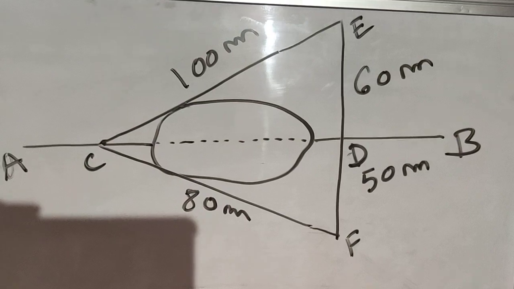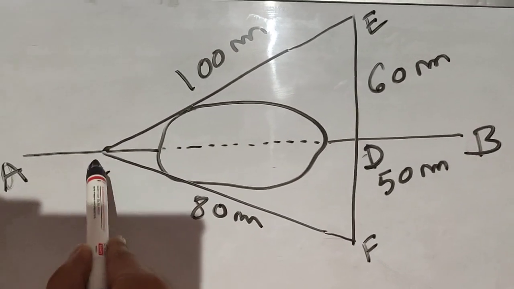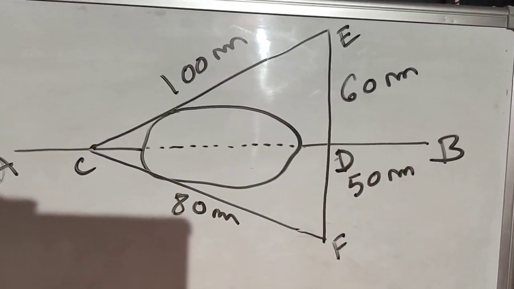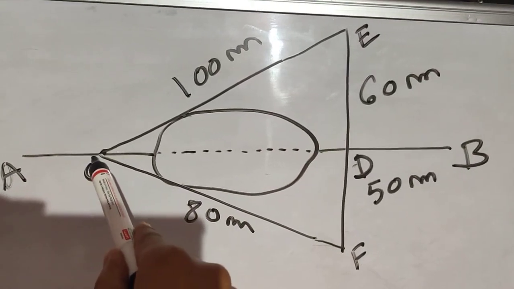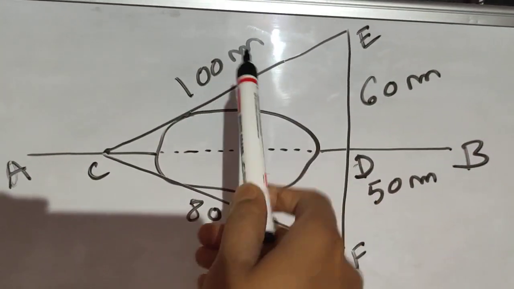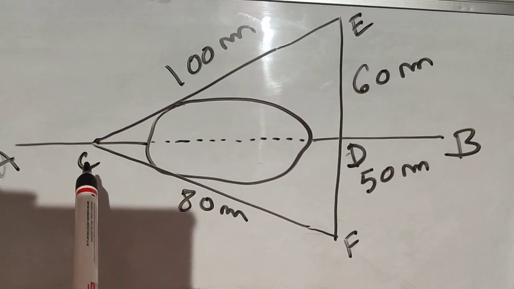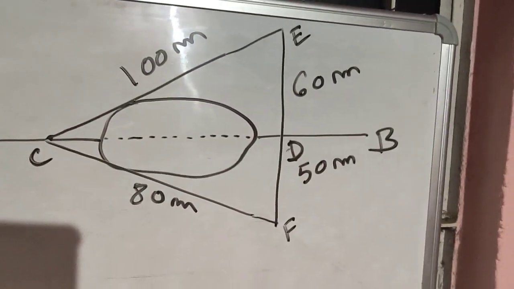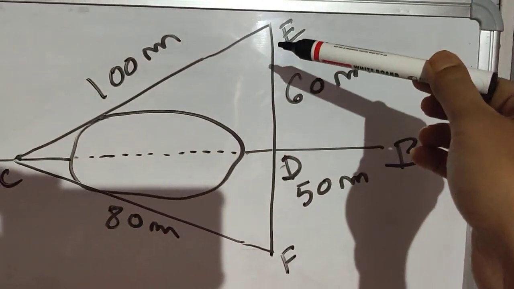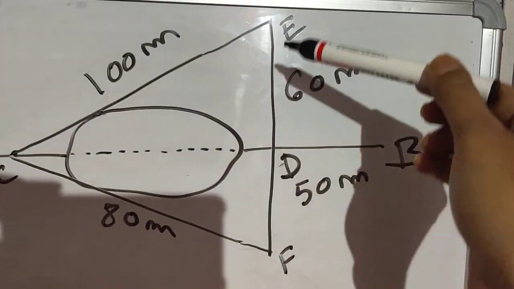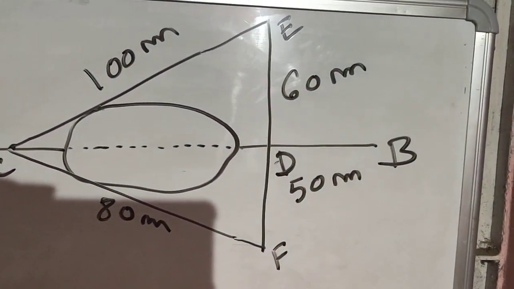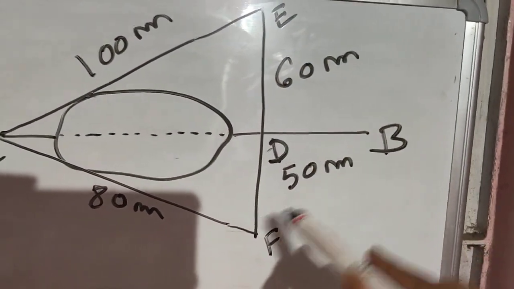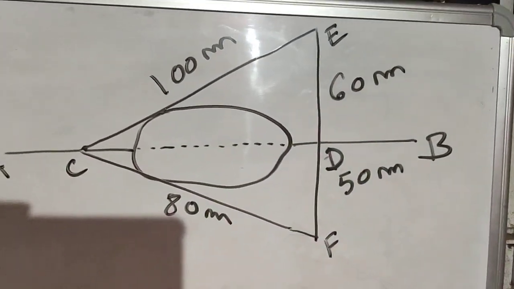According to the question, we have selected a point C on this side of the pond, and a point D on this side of the pond. We have drawn a line CE of 100 meter length on the left side of the pond, and a line CF of 80 meters on the right hand side of the pond. Another condition is that the points E, D and F are on the same straight line, such that DE is equal to 60 meters and DF is equal to 50 meters. So these are the given data of the question.